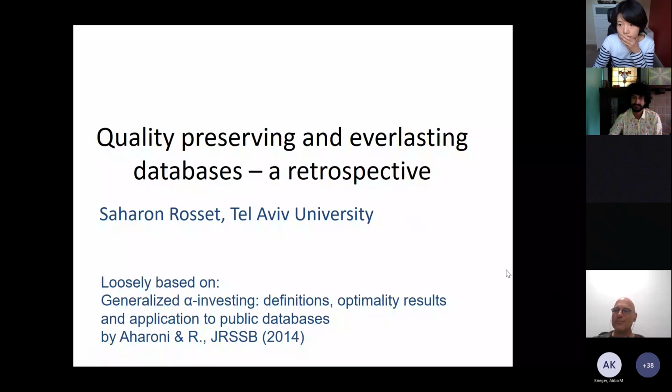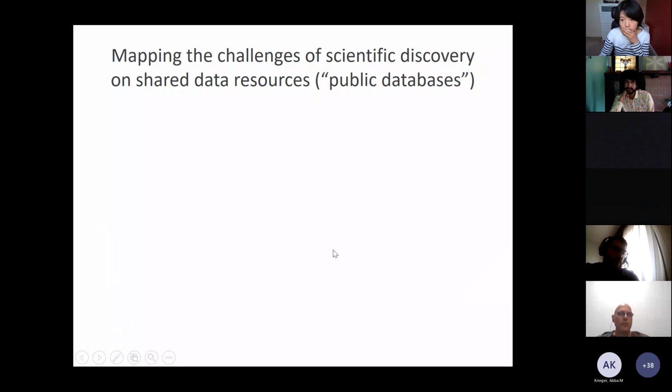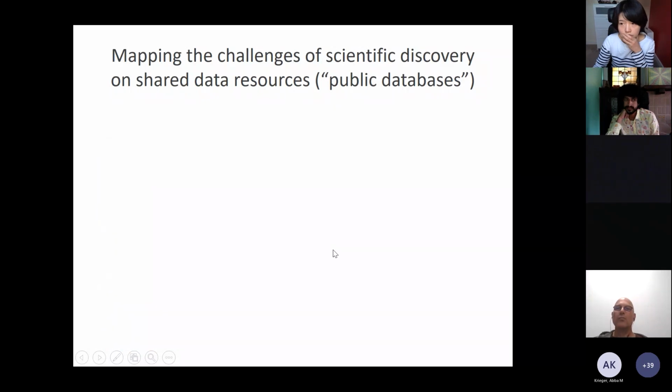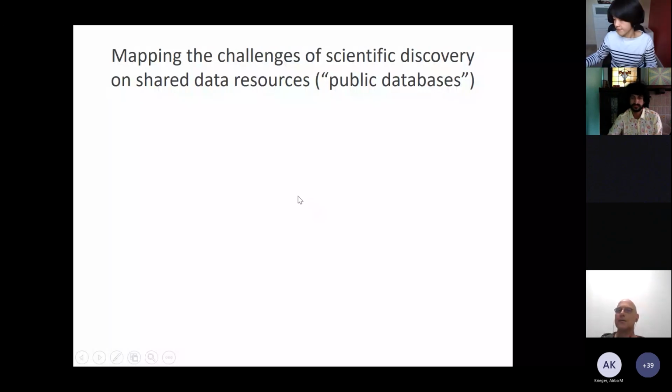My original title is the title of this paper from 2014, but I thought it would be interesting, and I was also encouraged by the organizers, to take a step back. My talk will be more of a retrospective of the ideas and the development around this area of quality preserving and everlasting databases, of which our paper was one important building block. My talk is going to focus on a wider perspective and on applications rather than the technical details of our work in general and this specific paper in particular.